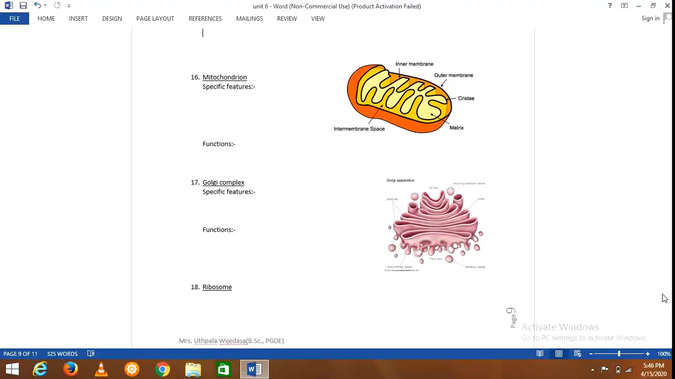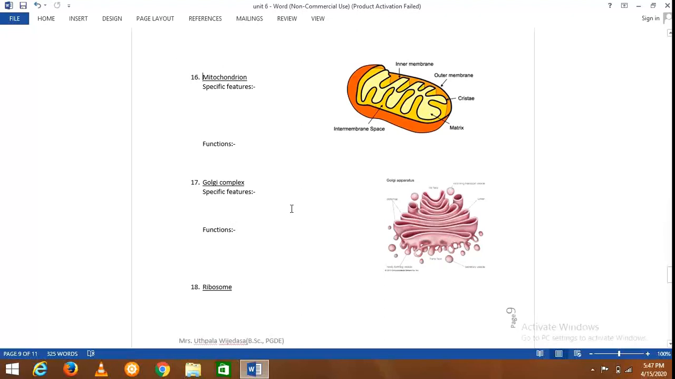So if we talk about the specific features of the mitochondrion, it is a double membrane organelle. It has a rod shape, and the inner membrane has folds which we call cristae, and the inner part of the mitochondrion is known as the matrix. You don't need to learn up to this extent. Just remember, these folds will help you to identify the mitochondrion properly.